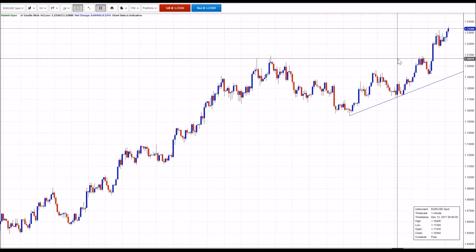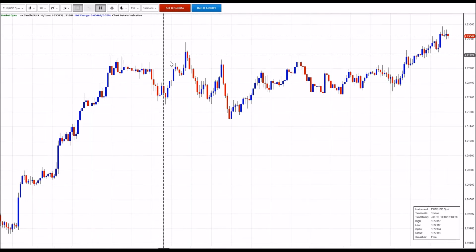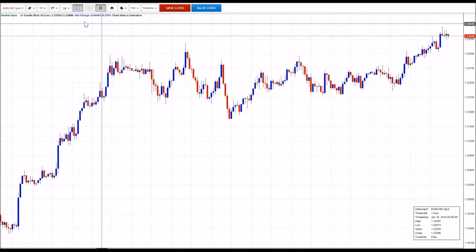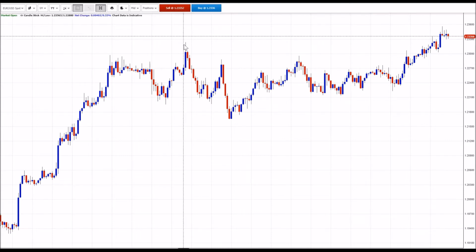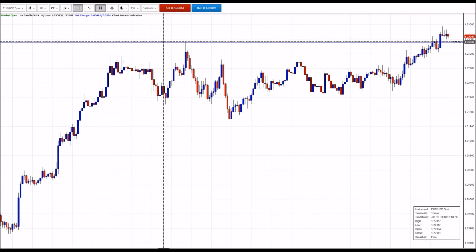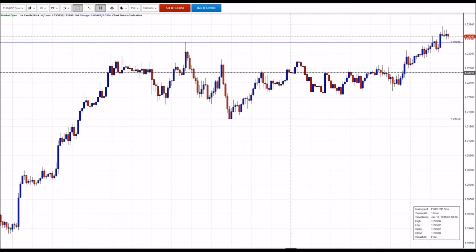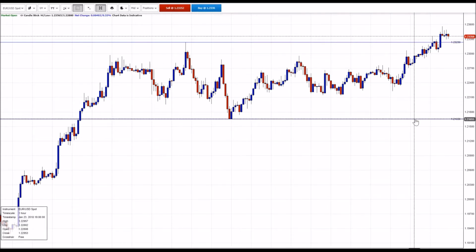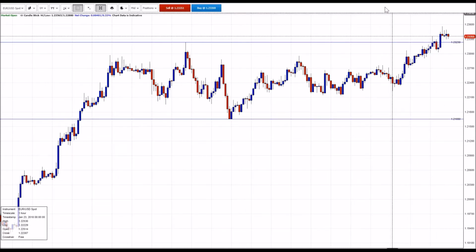Last week was a bit of a non-event. Let's jump onto the hourlies and see the last week. The range for the week was really tight, I think just over 150 points or so. The low for the week was 121.60, the high for the week was 123.20. So a 160-ish point range for the euro dollar over the last week. It was a pretty tight week in terms of range.